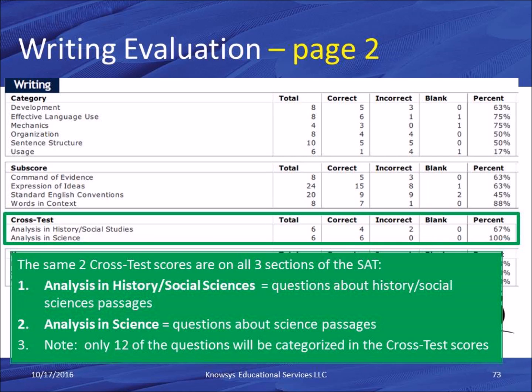You will also have cross-test scores here, the same two, so the history, social sciences, and the science. And just as in the reading comp, you will have 1 or 2 passages that actually has a graph or graphs that go with it, and the questions will ask about interpreting them, and those would fall into the non-grammar, they would fall into the author's craft development section. Notice that only about 12 of the questions will actually get categorized within these cross-test subscores.